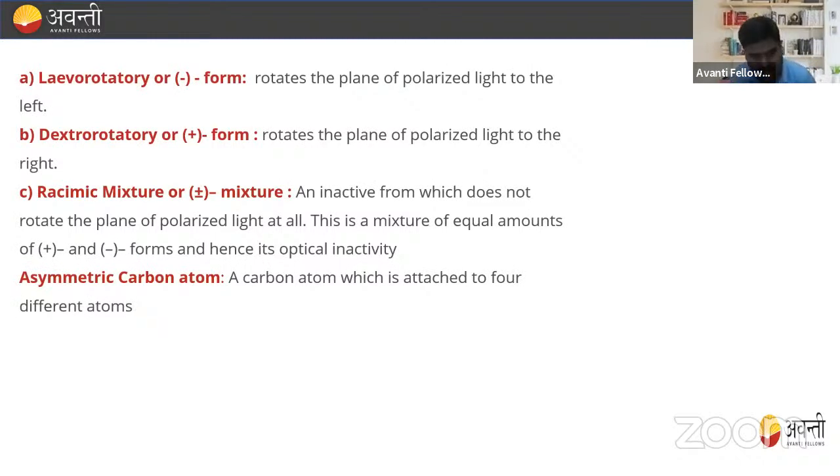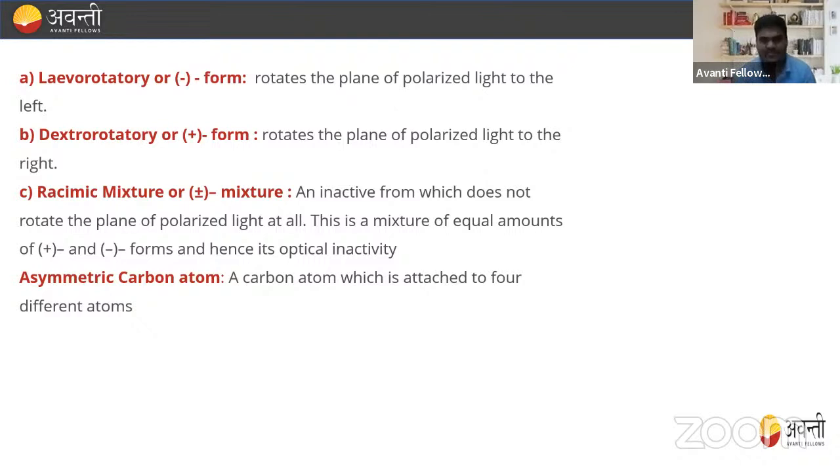So in optical activity, we have some important terms, like levorotatory, or the minus form. What do we mean by this form? It rotates the plane of polarized light to the left. So if it rotates the plane of polarized light towards the left, then it is known as levorotatory. Similarly, what is dextrorotatory, or the plus form? If it rotates the plane of polarized light to the right, then it is known as dextrorotatory.